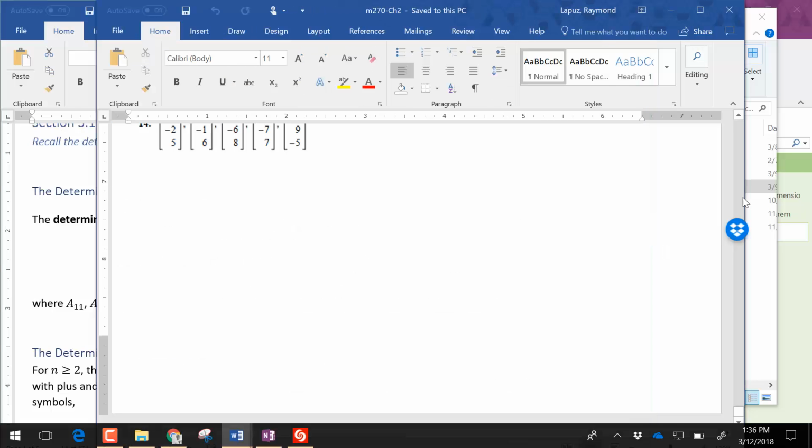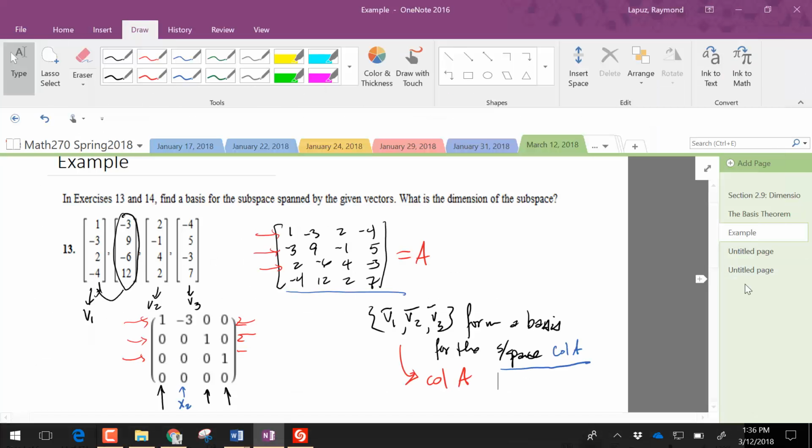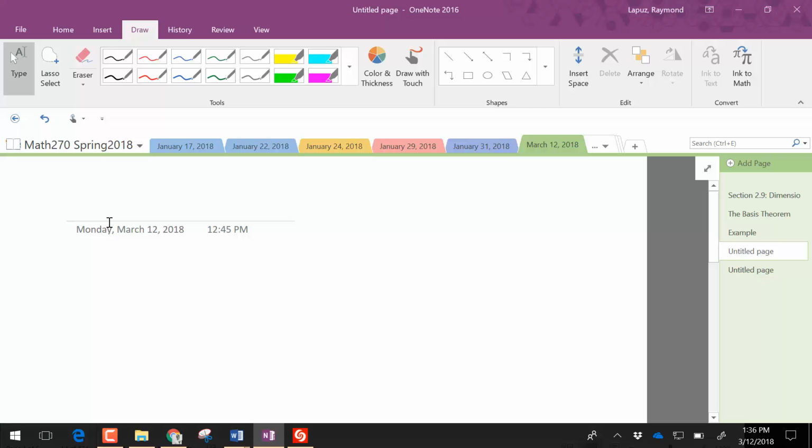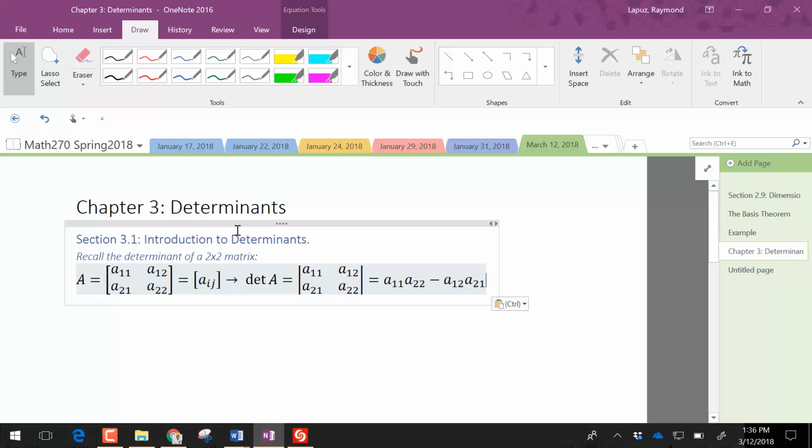So let's start with something nice and comfortable, and that's the determinant of a 2 by 2 matrix. And we saw this defined earlier when we were talking about inverses, a special shortcut for finding the inverse of a matrix.